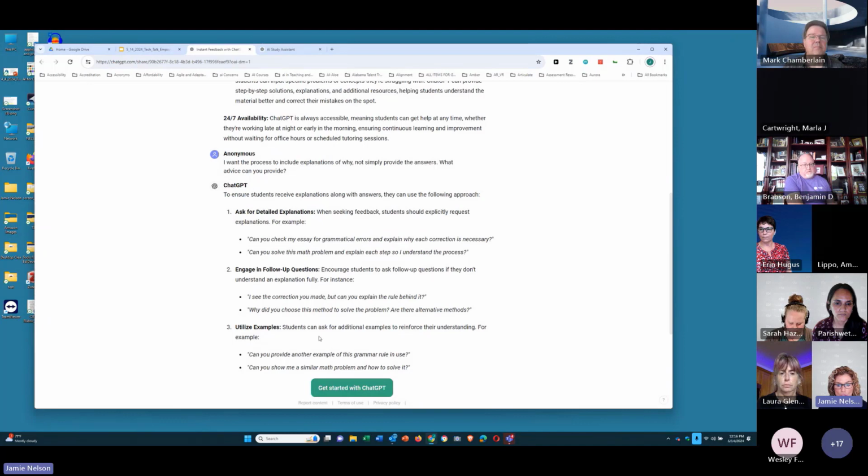Utilize examples. Students can ask for additional examples to reinforce their understanding. So for example, a student can plug in, can you provide another example of this grammar rule in use? And I love that. So they can just keep on and ask for more and more and more and see several different examples. Can you show me a similar math problem and how to solve it? So we're reinforcing that learning that they're doing.